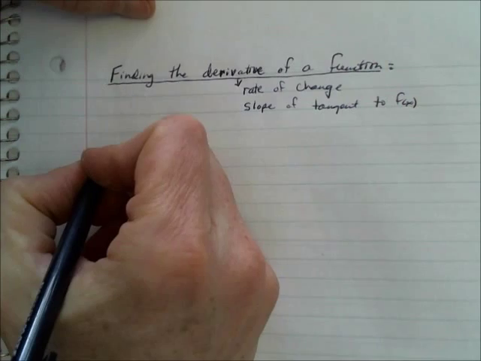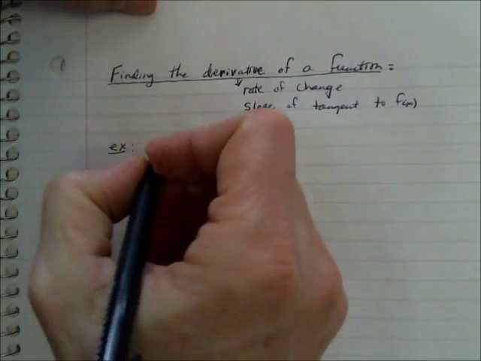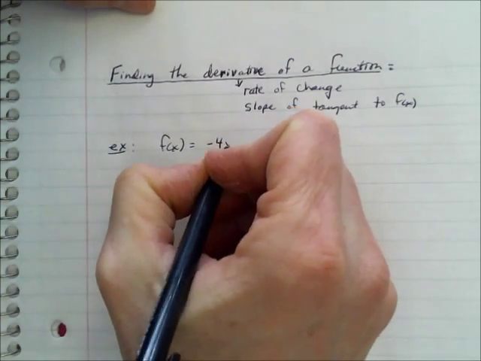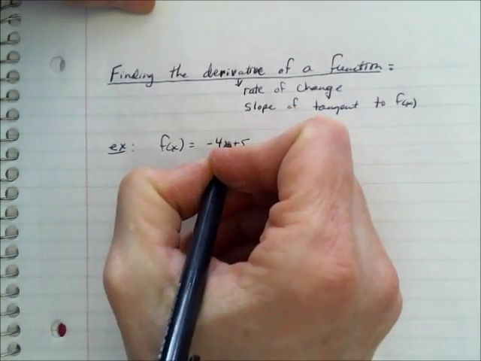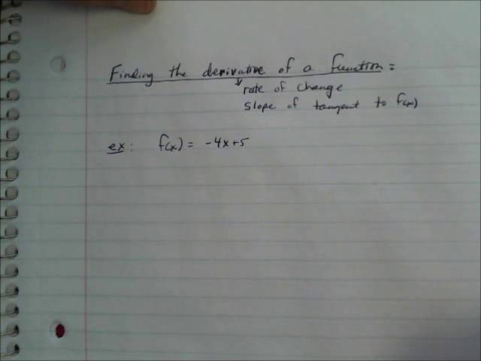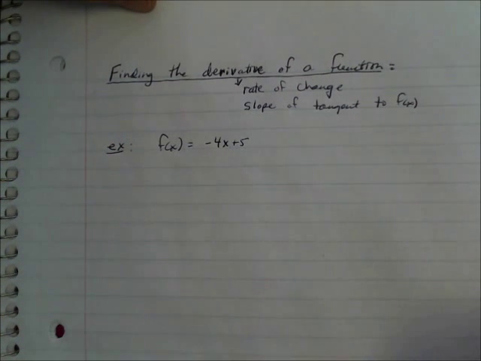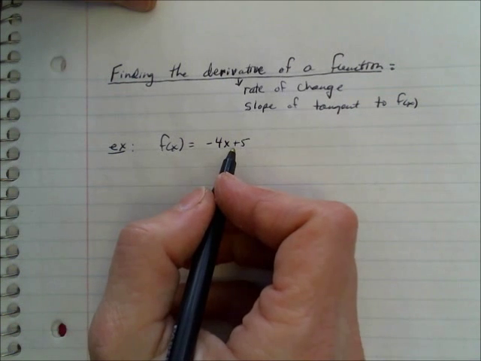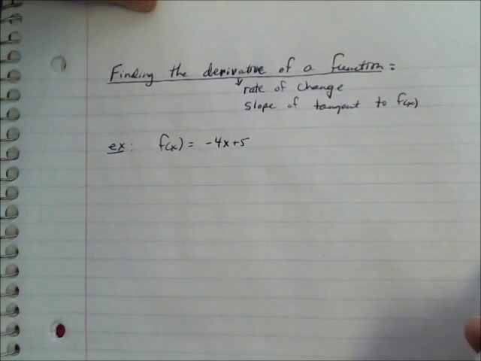So let's start out with f of x is equal to negative 4x plus 5. If I want to find the derivative of this function, then I'm going to use the definition of the derivative. And then if I want to find the derivative of this function at any particular x value, I just substitute x equals whatever the value is.